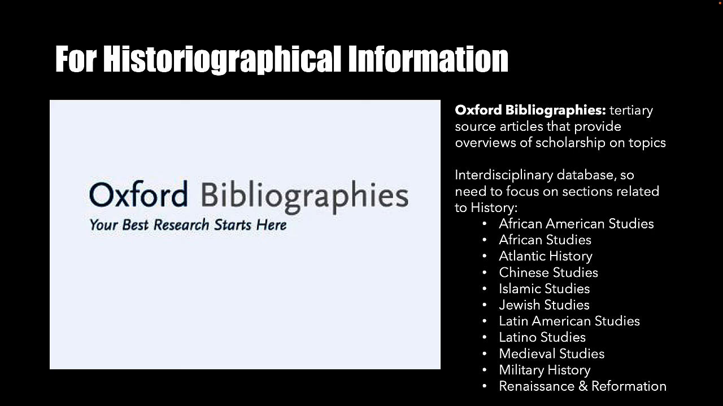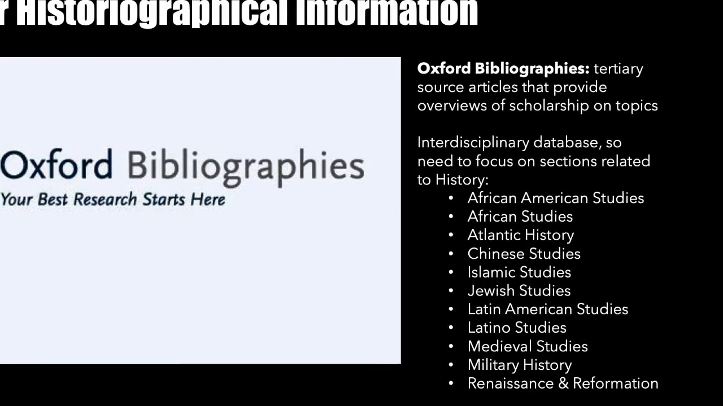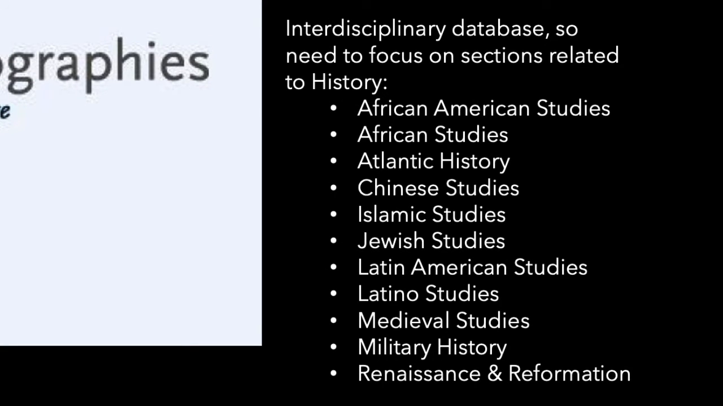So to use Oxford Bibliographies effectively, it's important that you look at the articles that really deal with historical literature on your topic. There are a few subjects listed in the Oxford Bibliographies website that do this really well, and I've listed them here. They include everything from African American studies to African studies to some of the ones that actually have history in the title, like Atlantic history or military history. But many of these other regional studies are things that will get you to history articles pretty easily.